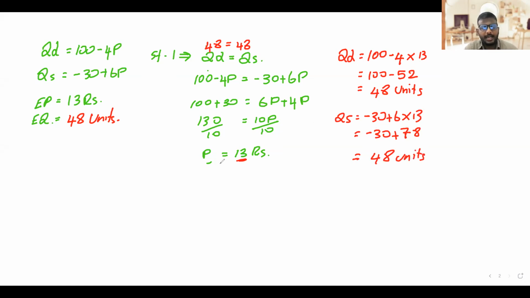So you see, at 13 rupee price, QD is 48, QS is also 48. QD equals QS. So you don't have to do this step at all. Just by doing this, you find the quantity, you just put it and move on. Right? That's that.